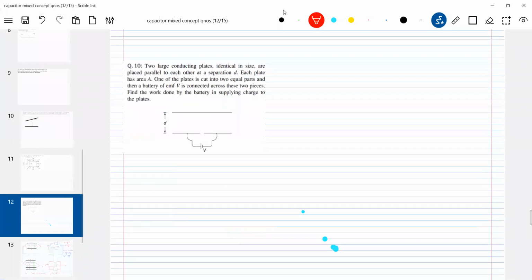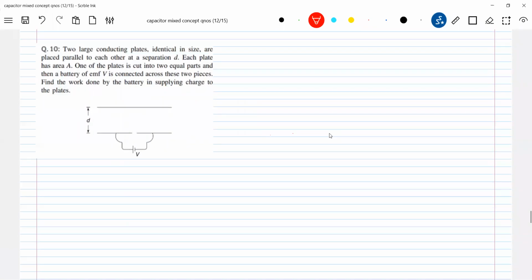Okay, try to read the question now. Two large conducting plates, identical in size, are placed parallel to each other separately. Each plate has area A. One of the plates is cut into two equal parts, and then a battery of EMF is connected. What about the induced charges? Straight away, I'll go to the question.